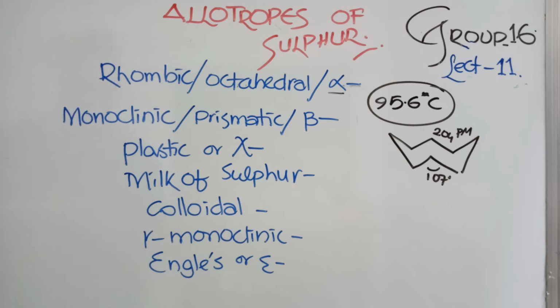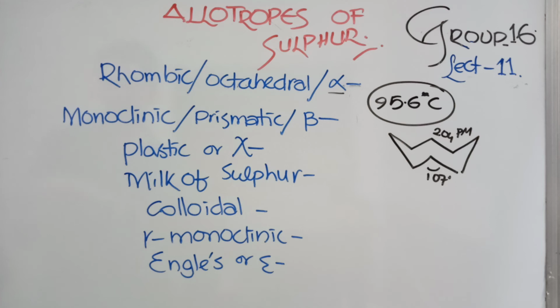Next, plastic sulfur, or you can say high sulfur. Plastic sulfur is generally prepared by pouring boiling sulfur into cold water. Plastic sulfur has one specialty: it is insoluble in carbon disulfide. Then milk of sulfur. Milk of sulfur is obtained by boiling milk of lime with sulfur, that's why it is called milk of sulfur. No specialties are there with that.